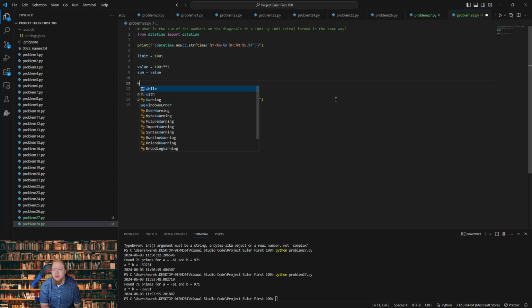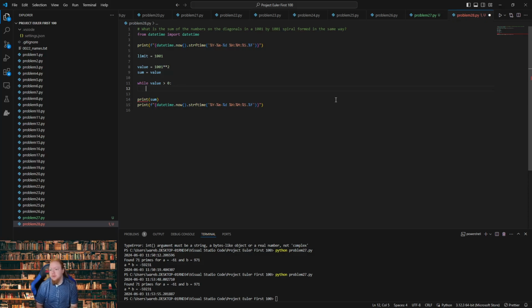Okay, so while value is greater than 0, we want to do subtract by equals, actually this should be the limit. Why did I pull out a variable and then not use it? Limit minus 1. And then while value is greater than 0, we want the sum to add value minus subtract by.